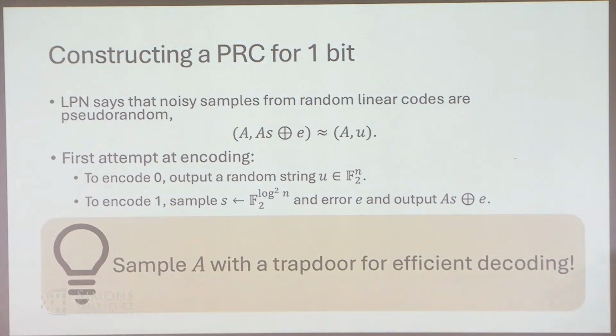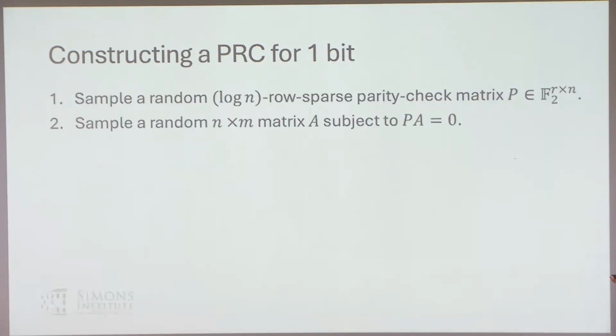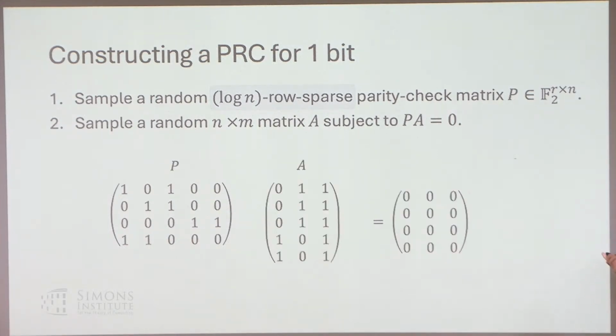And our idea here is to sample A along with some extra trapdoor information that allows exactly for this efficient decoding. More specifically, what we do is we sample first a sparse parity check matrix P, which looks like this. And very importantly, each row of P is going to be log n sparse. And I'll show you why this is important in a minute. And this P is going to be our trapdoor. So now when we sample our generator matrix A, we're going to sample it subject to the constraint that PA is equal to the all 0 matrix.